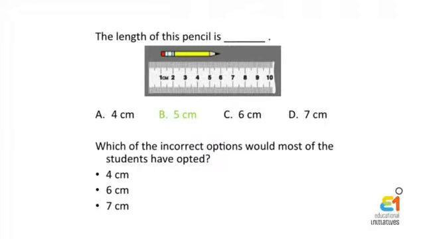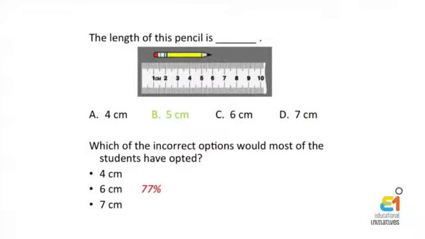Now, the next question is, which of the incorrect options do you think most of the students opted? Well, the most chosen option was C, that is 6 centimeter, which about 77% of the students opted.